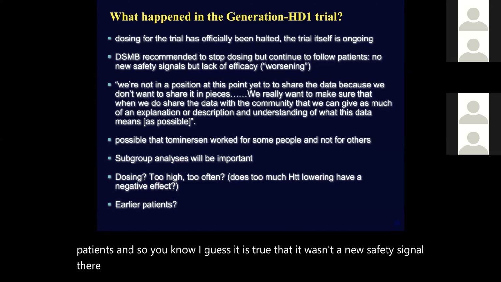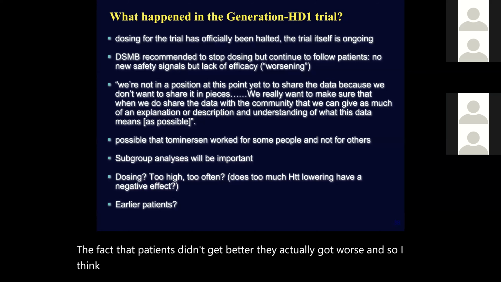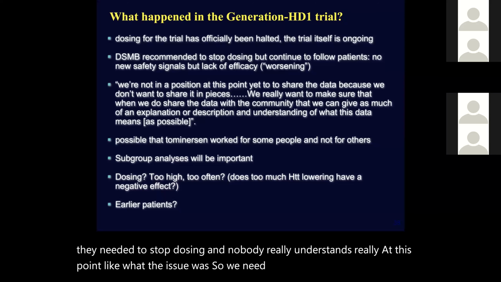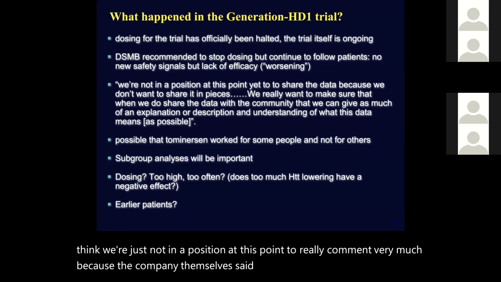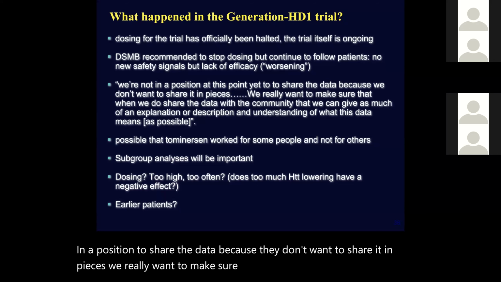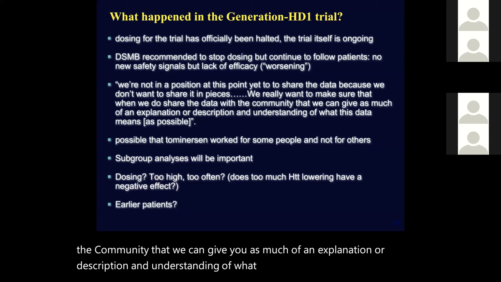There weren't new things, but clearly it was more than just the fact that patients didn't get better. They actually got worse. So I think there was a lot of concern, rightly so, by the DSMB at that point that they needed to stop dosing. Nobody really understands at this point what the issue was, so we need a lot more information. We're just not in a position at this point to really comment very much, because the company themselves said they're not in a position to share the data because they don't want to share it in pieces. They want to make sure that when they share the data with the community, they can give you as much of an explanation and understanding of what the data means as possible.